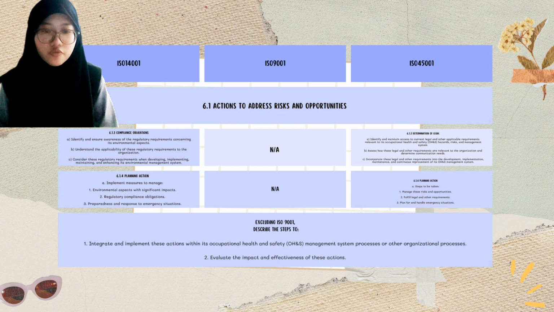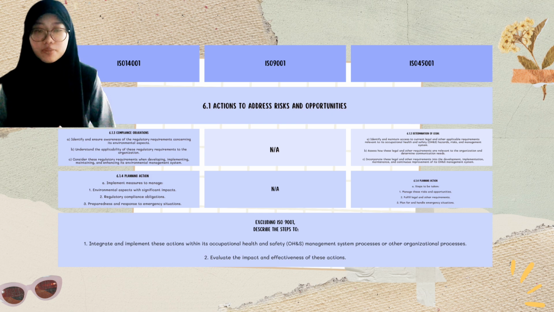Then, we have compliance obligations. For ISO 14001, it is to identify and ensure awareness of regulatory requirements concerning the environmental aspects. Also understand the applicability of regulatory requirements to the organization. Then consider the regulatory requirements when developing, implementing, maintaining, and enhancing the EMS.